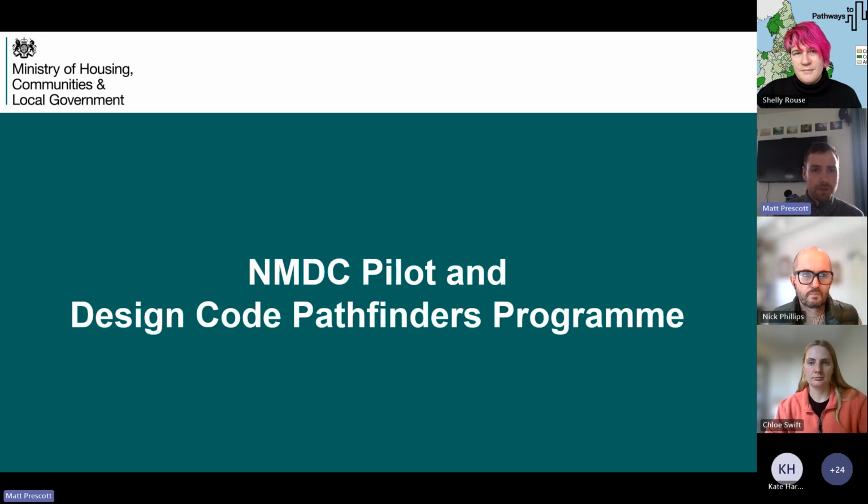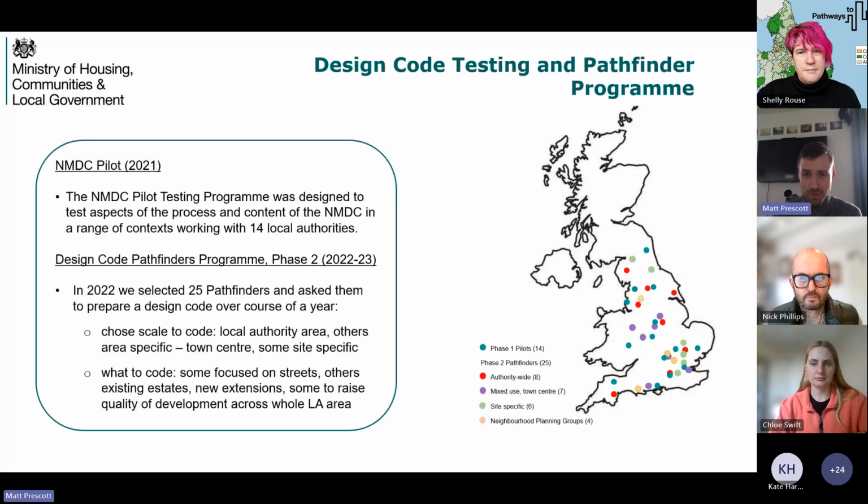Next, I just want to talk you through the testing programs that we've been conducting for the past few years. In 2021, we set up the NMDC pilot, where we worked with 14 local authorities in a variety of areas to test out the process and content of the NMDC and check how it could work in different local contexts. This was followed by the Design Code Pathfinders program. Phase 2 of the testing program was conducted in 22-23, where we worked with 25 local areas and asked them to prepare a design code over the course of a year.